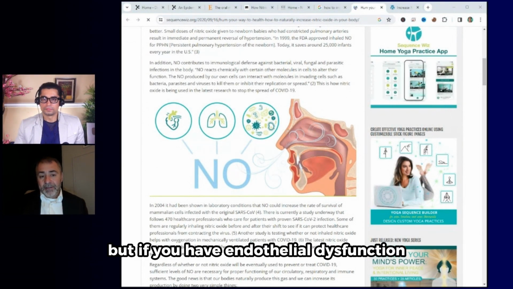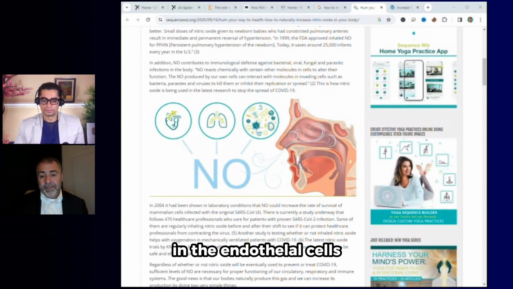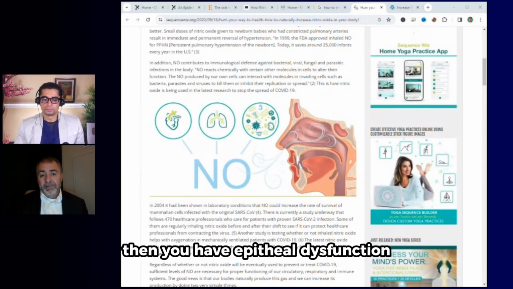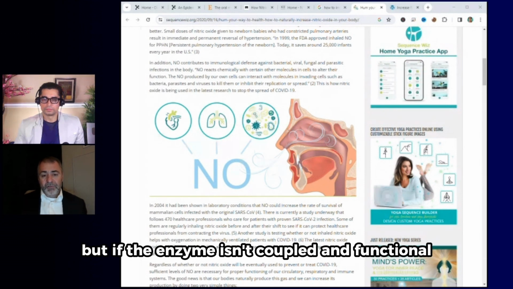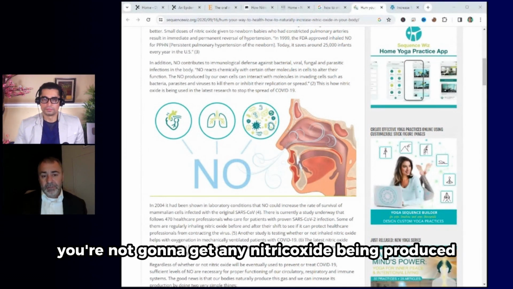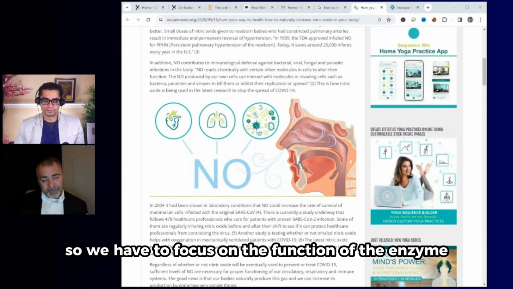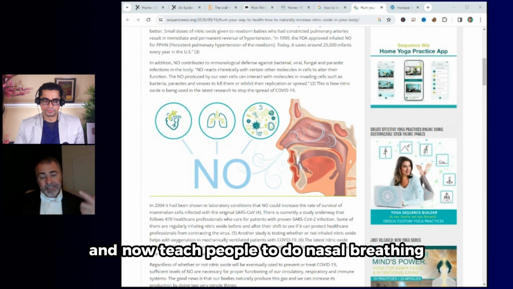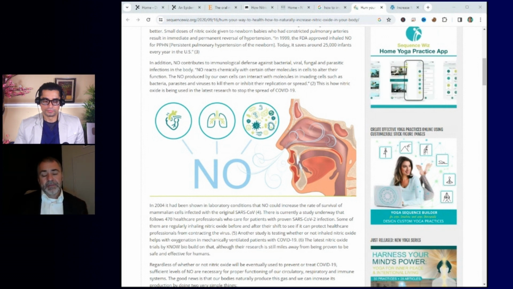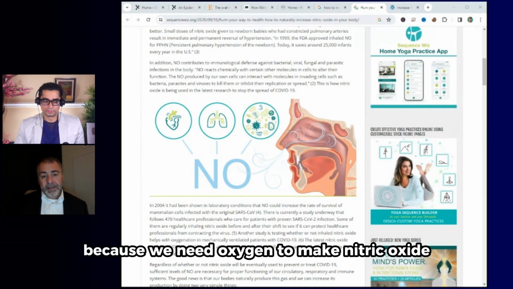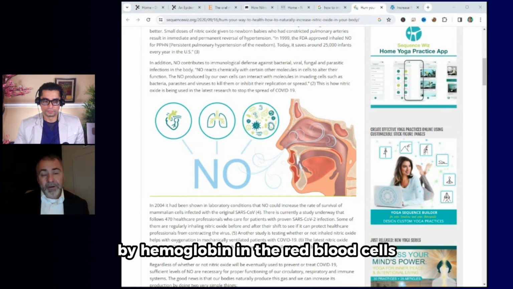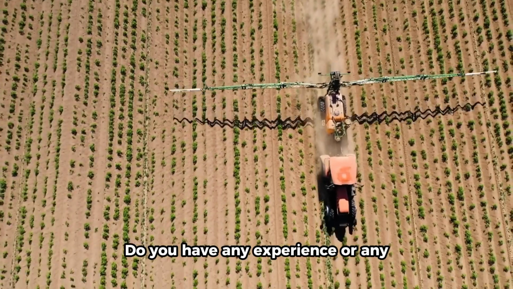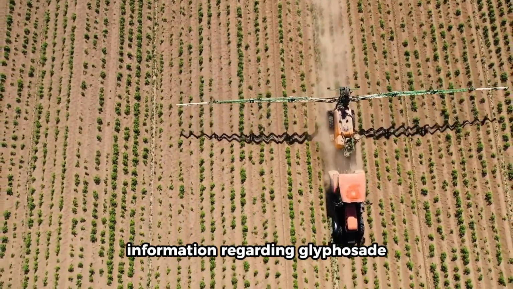But if you have endothelial dysfunction, meaning that the enzyme is uncoupled in the endothelial cells, then you have epithelial dysfunction. So you can do nasal breathing till the cows come home, but if the enzyme isn't coupled and functional, you're not going to get any nitric oxide being produced. So we have to focus on the function of the enzyme and now teach people to do nasal breathing, because we need oxygen to make nitric oxide, and we need nitric oxide to uptake and deliver oxygen by hemoglobin in the red blood cells. Do you have any experience or any information regarding glyphosate?